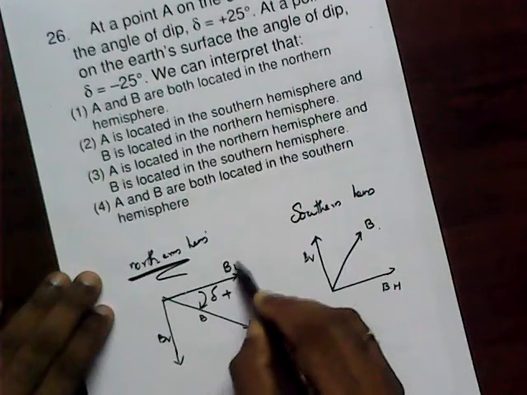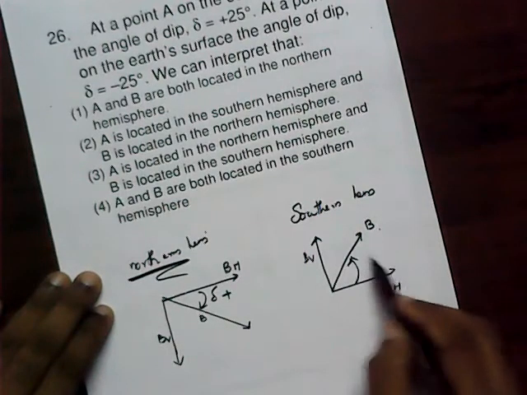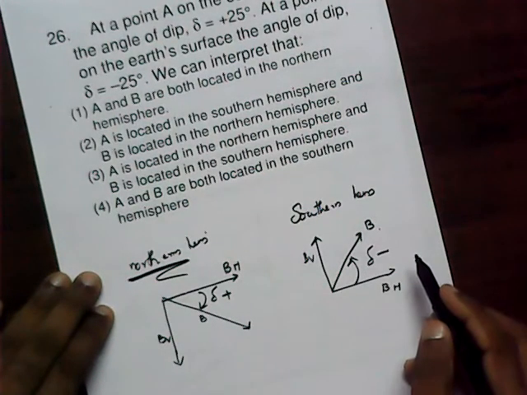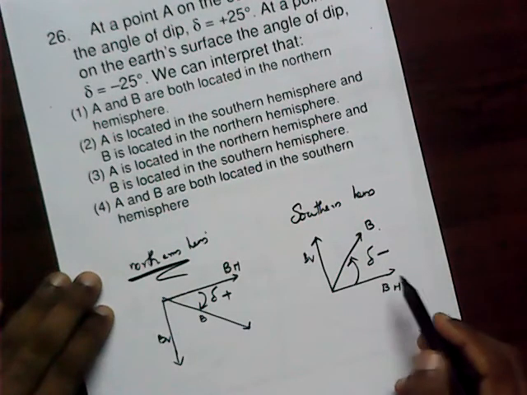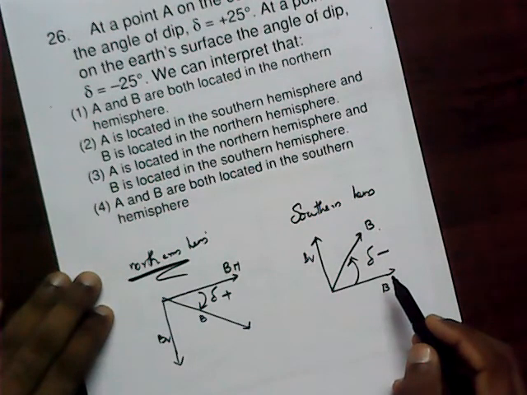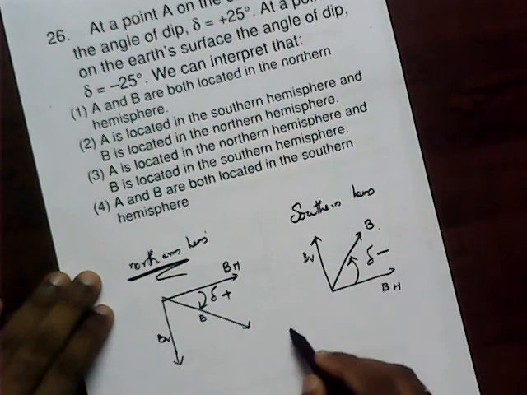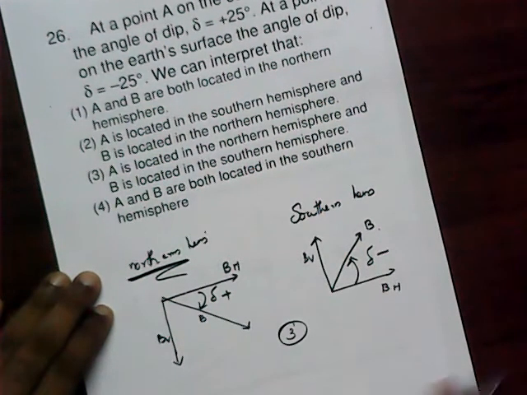And hence we can say this one is treated as negative. So that is a very important concept. So we can code the northern hemisphere with the plus value, and the minus in the southern hemisphere. So 3 is the answer.